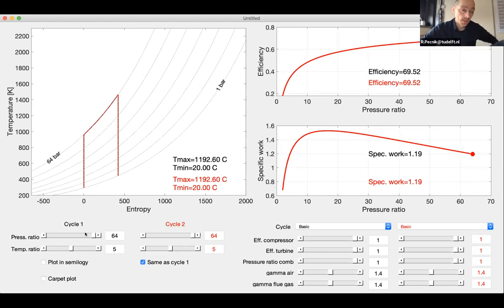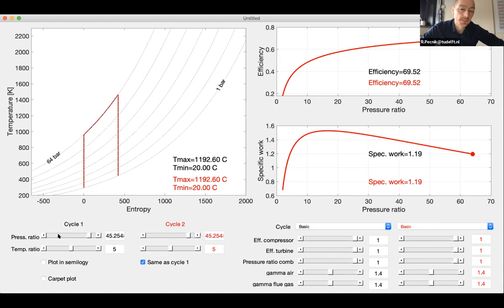For example, I told you before that if you have a cycle with a very high pressure ratio, and I put here 64, let's say an extremely modern aircraft engine, you can see that the efficiency, if you have no losses, is 69%. Can you see my mouse hopefully as well? 69.52%. So aircraft engines go for high efficiency. But you can see that the point of maximum specific work on this diagram here is at 1.19, somewhere here. But the maximum specific work is actually here somewhere at a pressure ratio of 15.